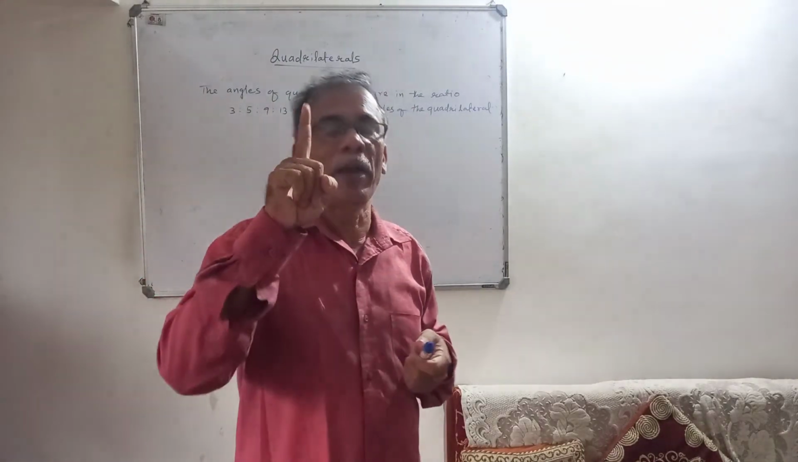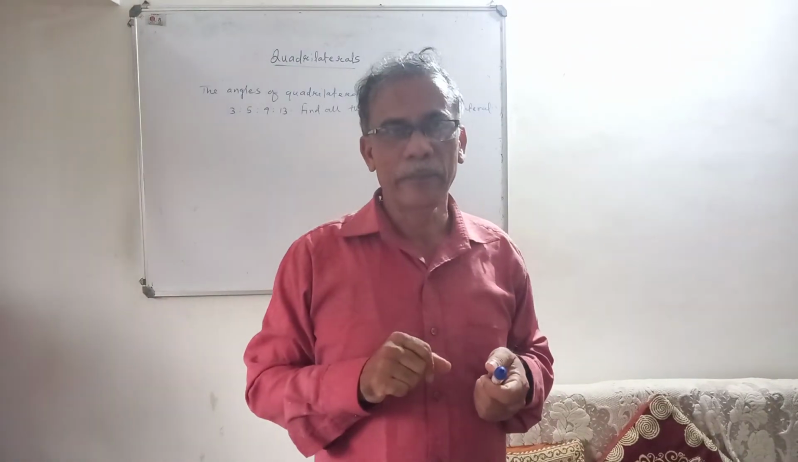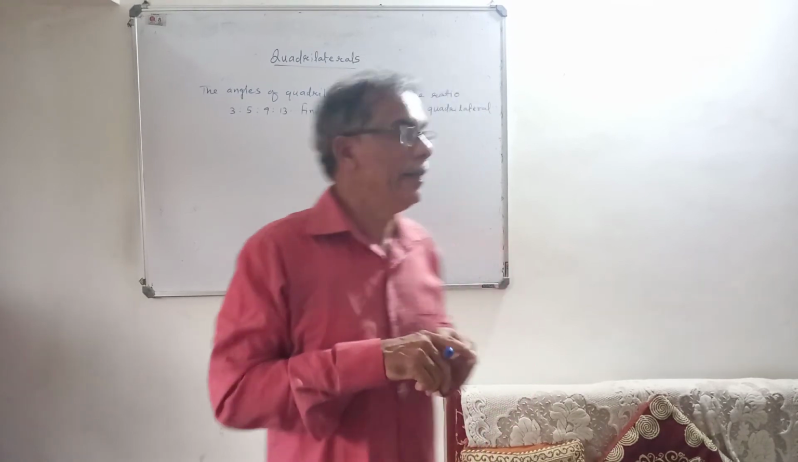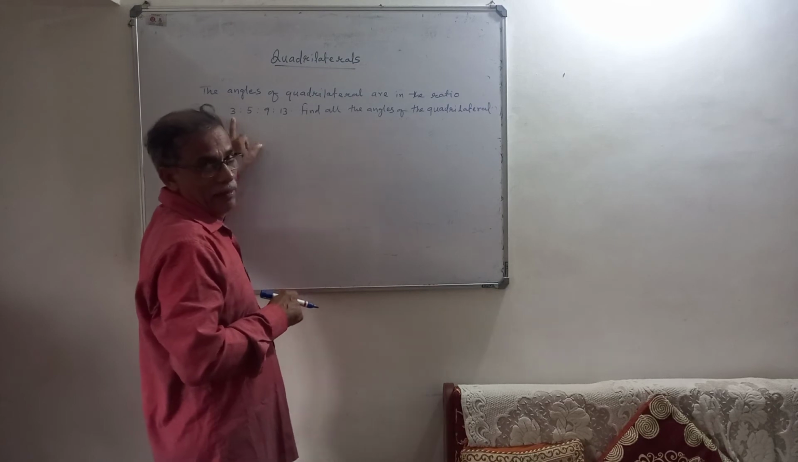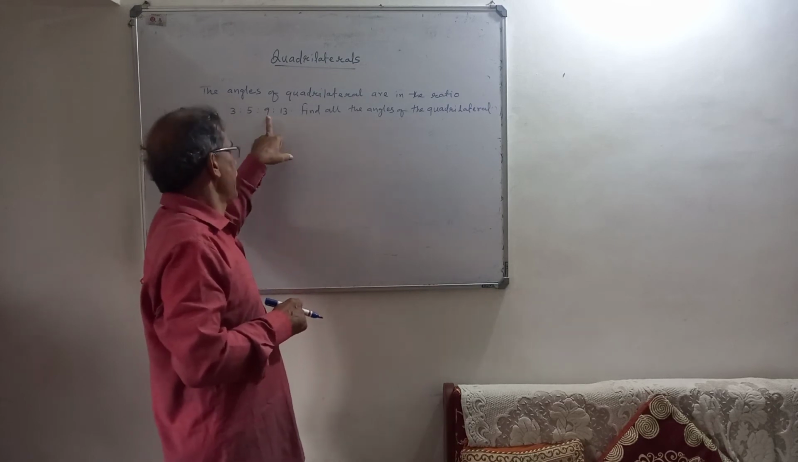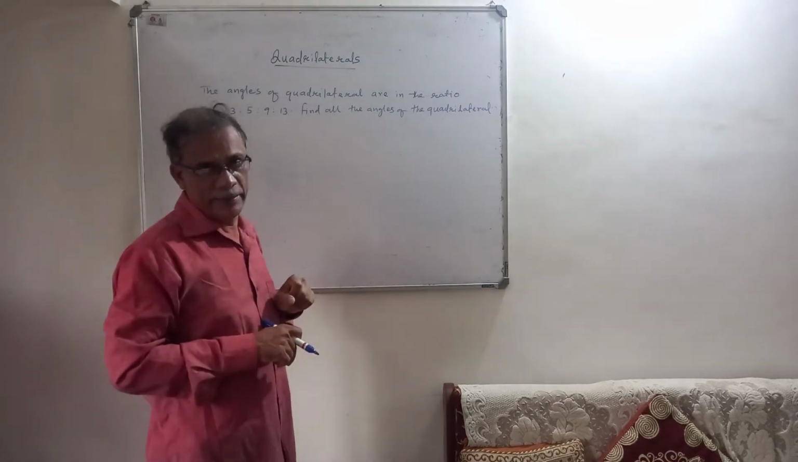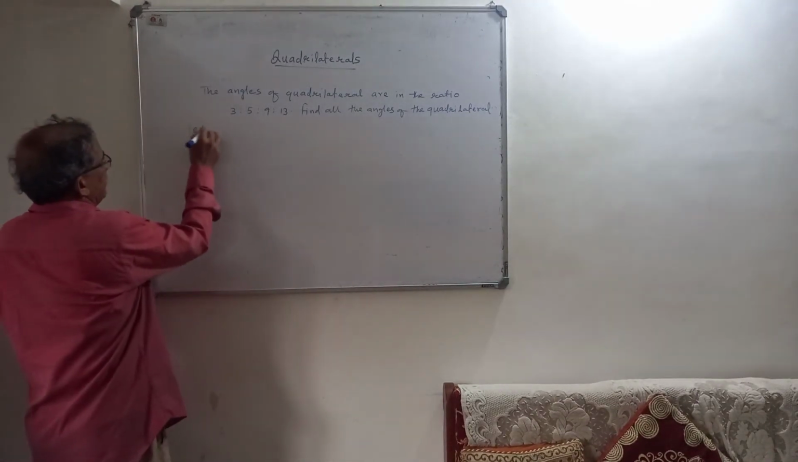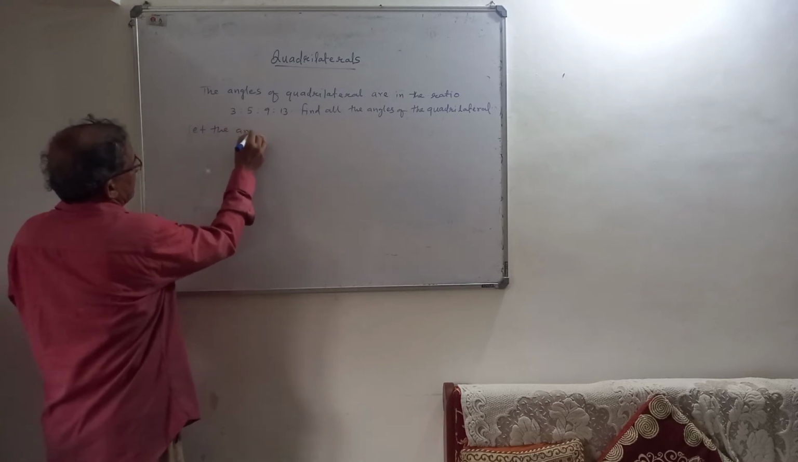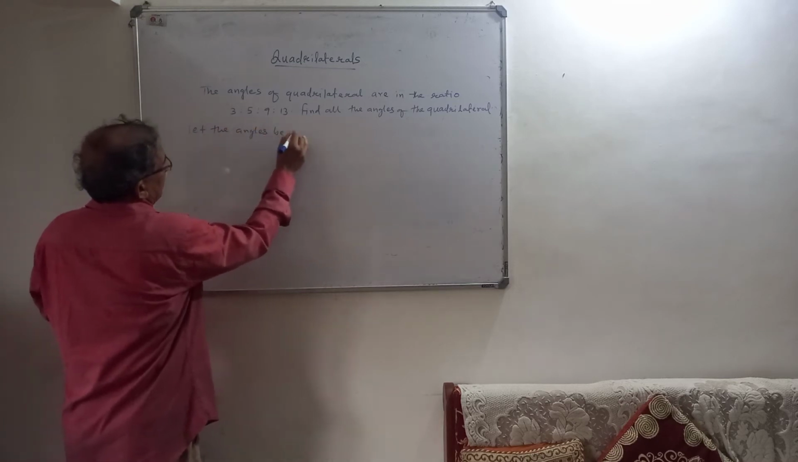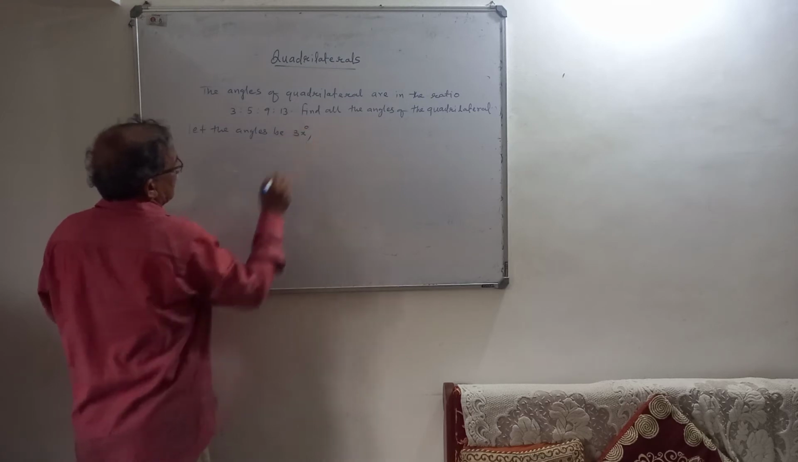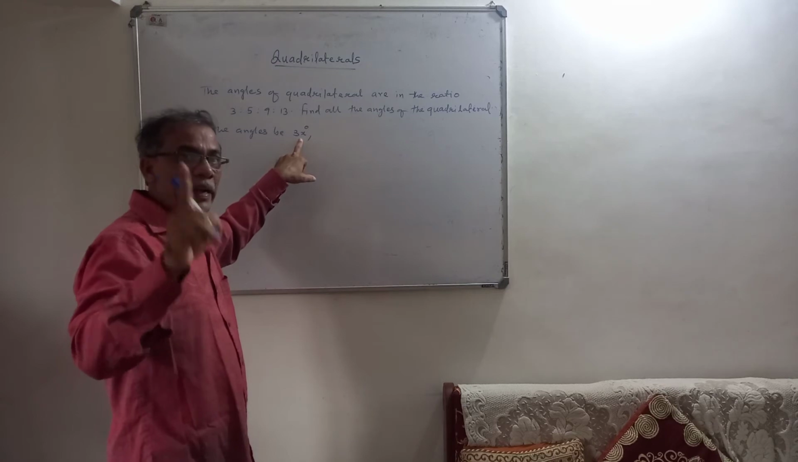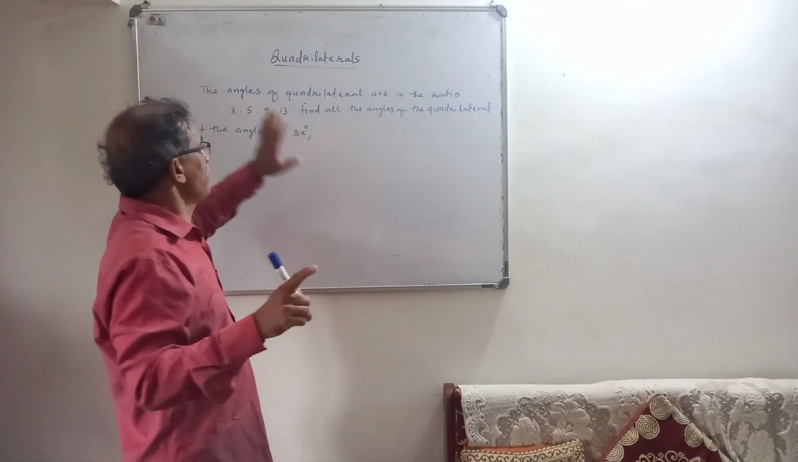If we knew the value of one part we could decide the rest, but we don't know it. So we consider one part as x. Then 3 parts will be 3x, 5 parts will be 5x, this is 9x and this is 13x. So straightaway you can write: let the angles be 3x degrees. Where does this x come from? We are assuming that x means one part. So 3 parts means 3x degrees.